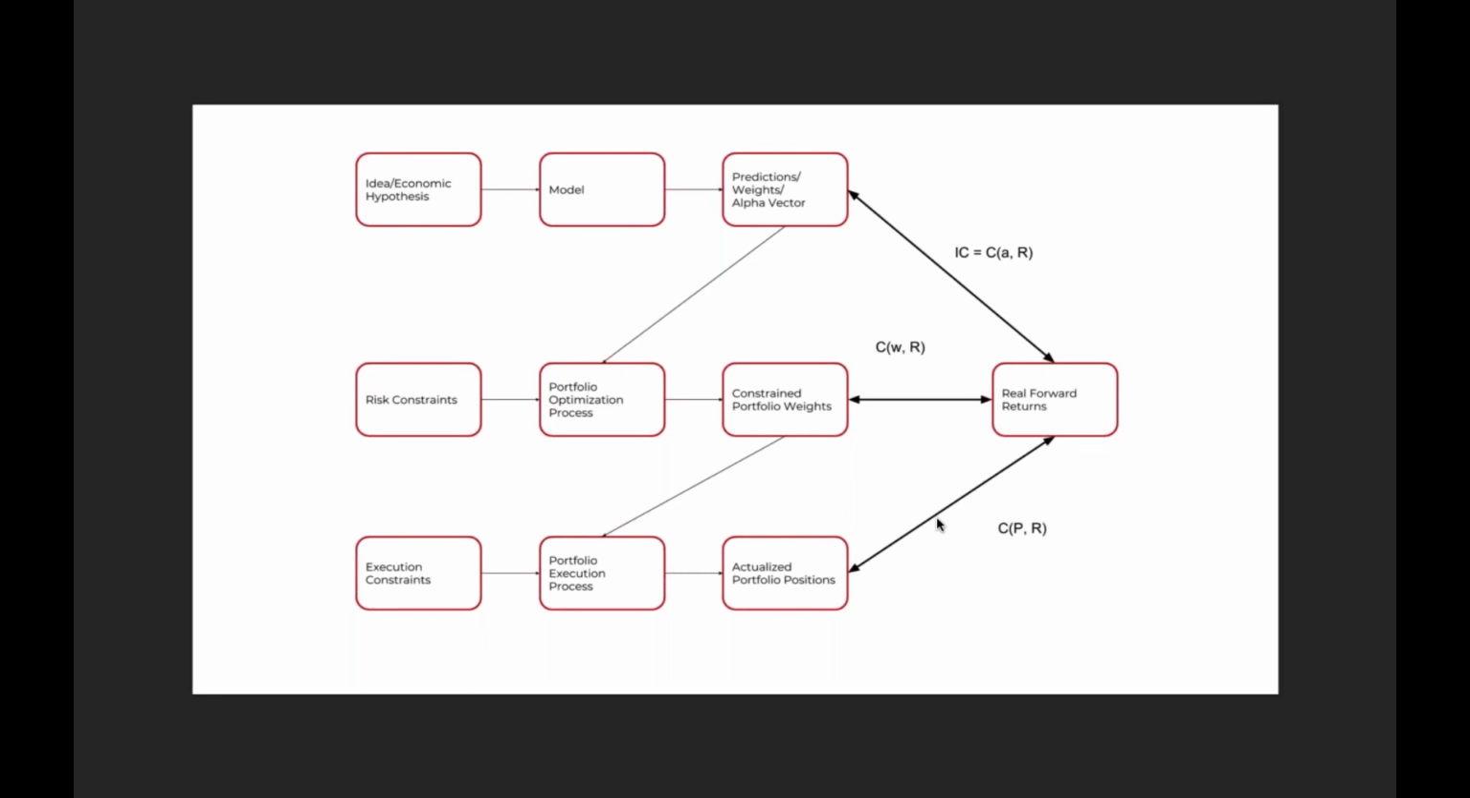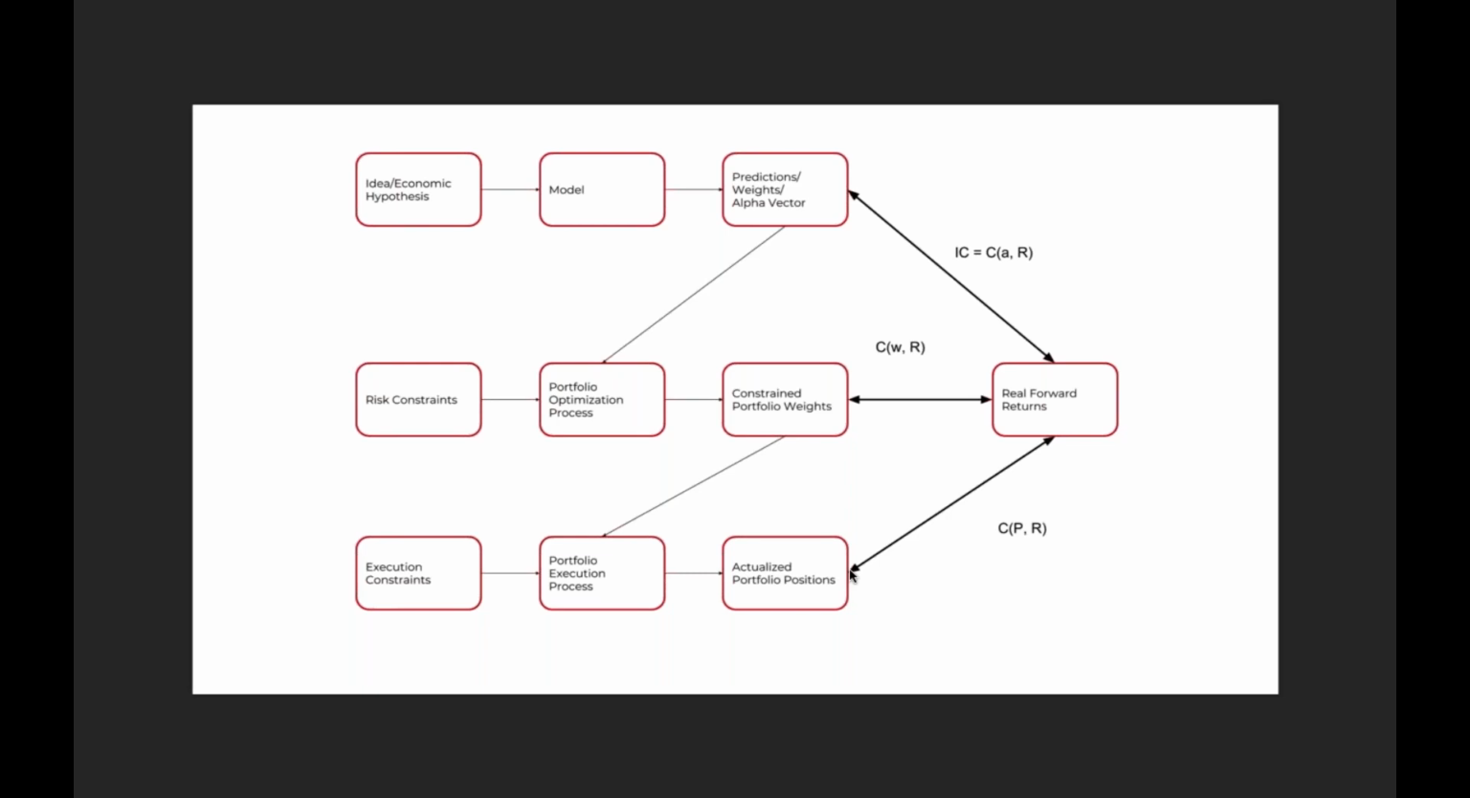You have your execution constraints, and then you combine them with your portfolio weights, and then your portfolio execution process, whoever's trading your portfolio, automated or manual, will give you your actualized portfolio positions. That is where you actually make money, because then there are real positions held in a real brokerage account, and if they go up, you can liquidate them at some future point in time. Obviously, there's going to be friction on the liquidation as well. We'll ignore that for now. My point is that if your actualized portfolio positions, expressed as weights again, are correlated with real future returns, you will make money.